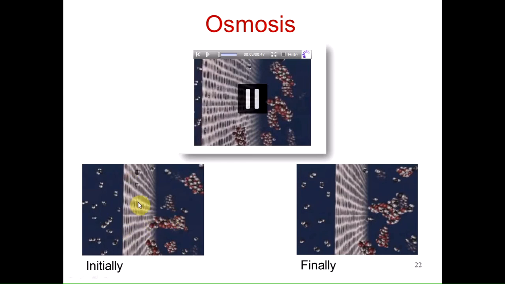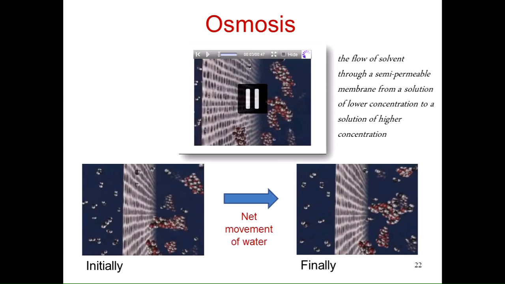Now the thing about this membrane is that the pore size is such that water can flow through, and whatever these solute particles are, they can't pass through this membrane. They're too large to pass through, so only the water can pass through. To lower the concentration, the water is going to move through the membrane and dilute the concentration over here. So we have a net movement of water to the right side, and we have a flow of solvent through a semipermeable membrane from a solution of lower concentration to a solution of higher concentration, so it can dilute that higher concentration.